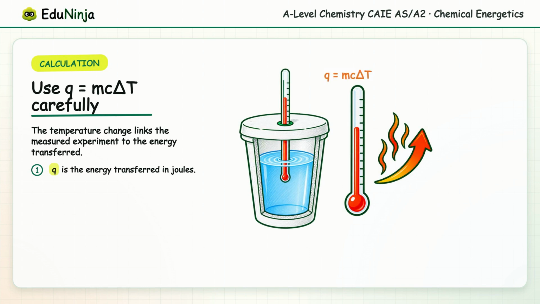Point 1. Q is the energy transferred, measured in joules. Write the formula before substituting any values. Point 2. M is the mass of the solution in grams. Keep the mass and the specific heat capacity in compatible units.